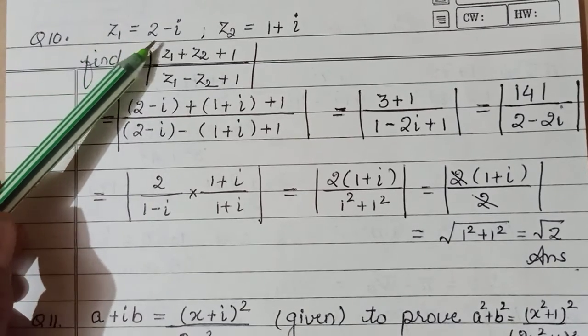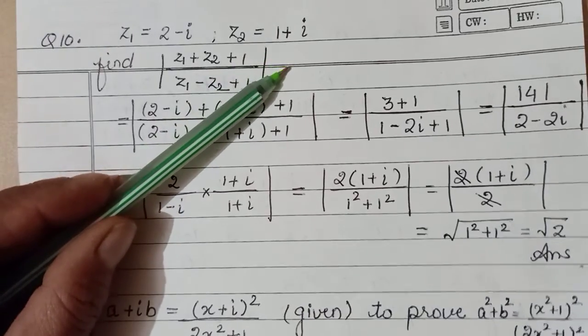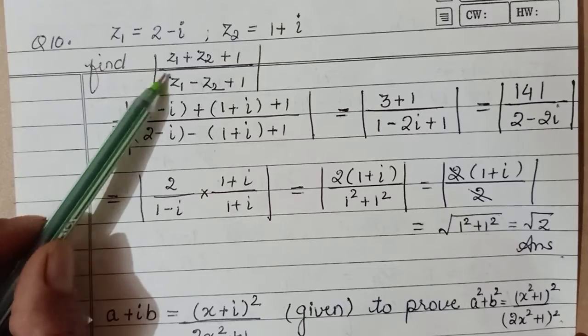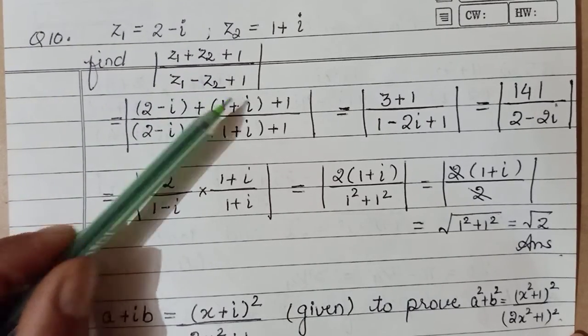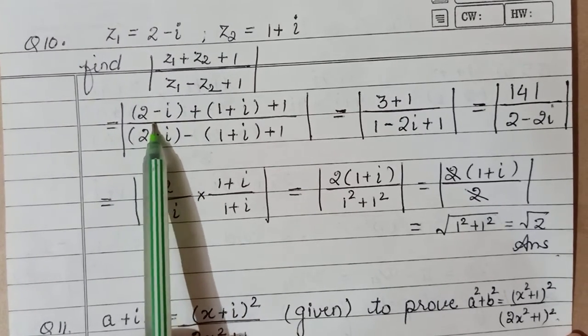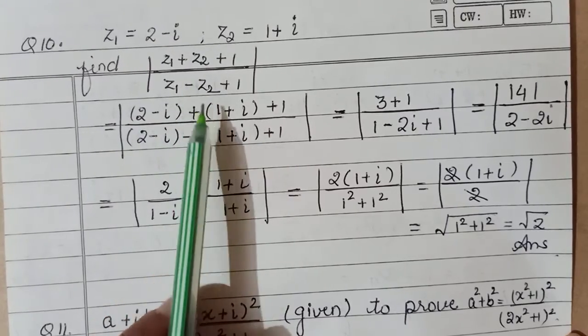Now in the 10th one, children, two complex numbers have been given to you. Z1 being 2 minus i, Z2 another complex number being 1 plus i, and then they are asking you to evaluate this: find the value of the modulus of Z1 plus Z2 plus 1 upon Z1 minus Z2 plus 1. So you simply need to put the values and simplify it to the maximum. Easily you'll get your solution. That was your Z1, Z2. We have placed them in this expression.